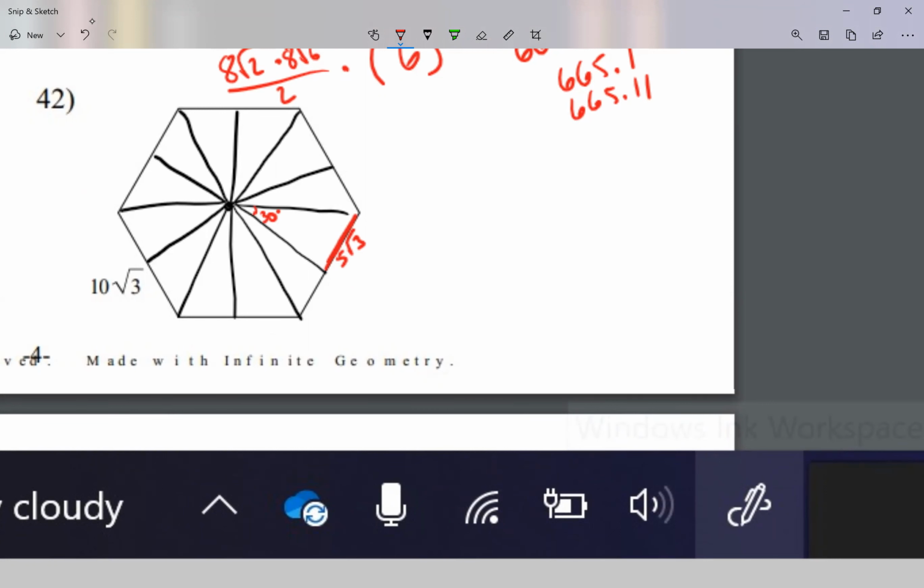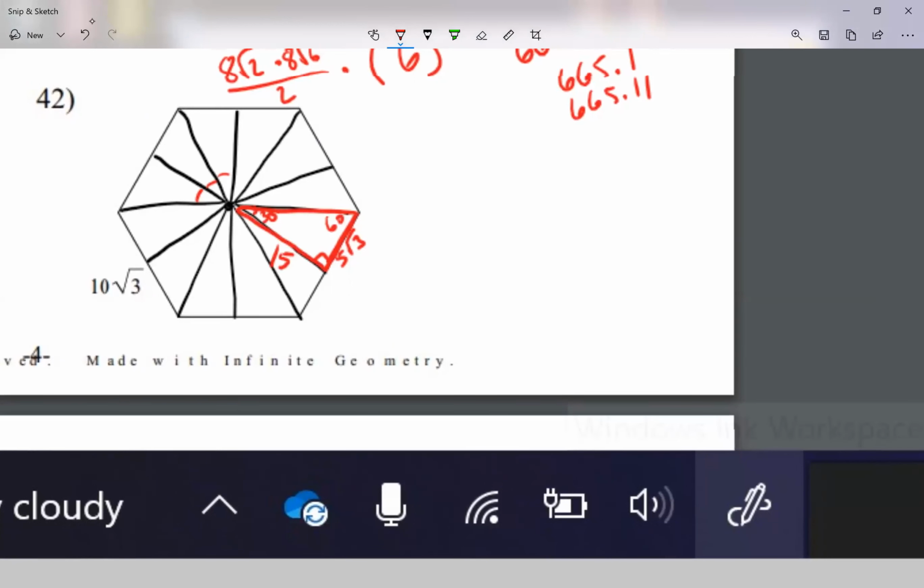If you count, there's 12 of those in the center, right? 1, 2, 3. If you count all those, there's 12 angles. 360 divided by 12 is 30. This is 90, and this is 60. I have a 30, 60, 90 triangle. Again, you should remember how to do 30, 60, 90 triangles. This is 5 radical 3. This is 15. Again, you should know how to do right triangles now.